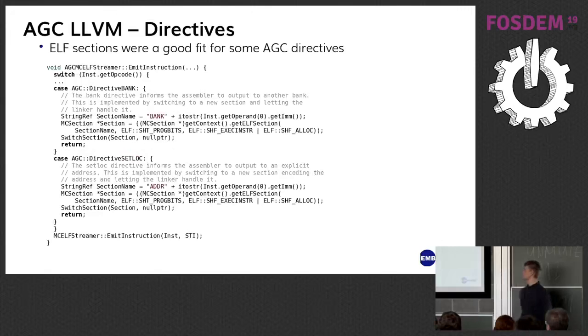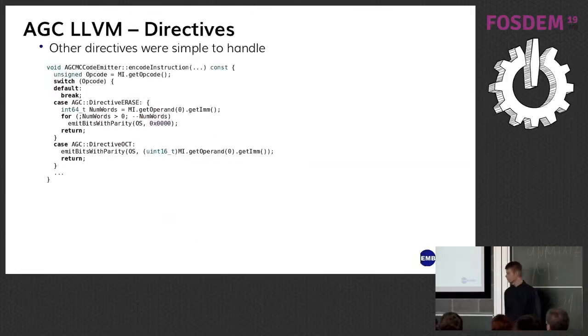Some directives didn't trip up the ASM parser, so I implemented them instead by custom emitting pseudo instructions. Here the bank and setlock directives are handled by switching ELF sections. Bank is used to switch which memory bank the assembly is currently outputting to, and setlock is used to switch assembly output to an explicit address. Some other directives were erase and oct, which are used to emit bits into the current output location, so they only needed to be implemented in the MC code emitter.